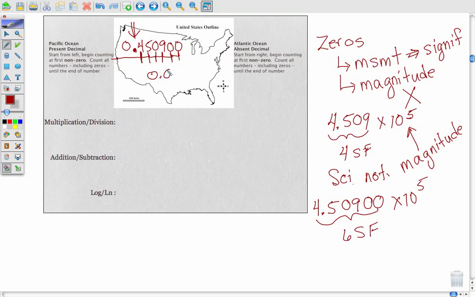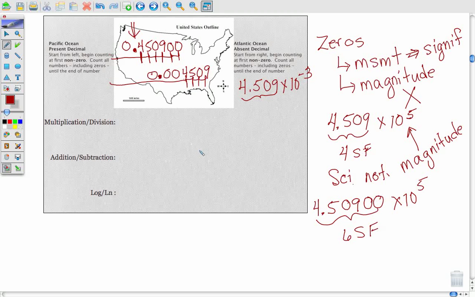Now, another scenario would be 0.004509. Again, we have that explicit decimal point. You start from the Pacific or present decimal side. Don't start counting till your first non-zero, and you have 1, 2, 3, 4 significant figures. If I were to write that in scientific notation, I'd put 4.509 times 10 to the minus third. And that clearly lays out my 4 significant figures.